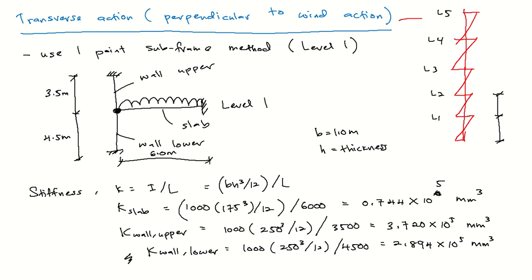So the next step for the one point subframe method, after we calculate the stiffness, is to calculate the fixed end moment. FEM equals WL squared over 12. Now what is W, what is L for our case here?